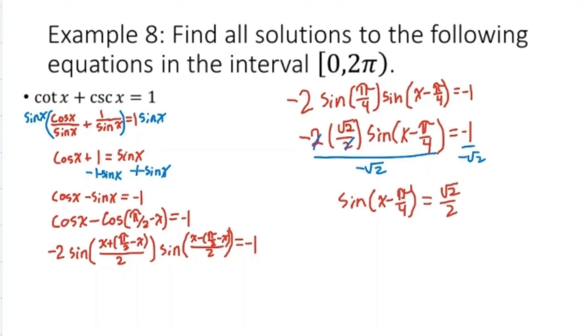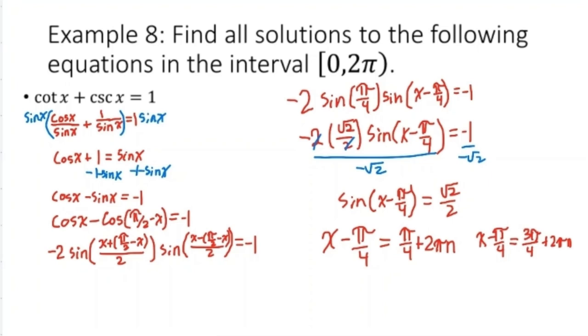So if we use our unit circle, we get that sine is √2 over 2 for the angles pi over 4 and 3 pi over 4. So by adding the pi over 4 over, we get x equals pi over 2 plus 2 pi n, and x equals pi plus 2 pi n. However, we can actually rule out one of these families.